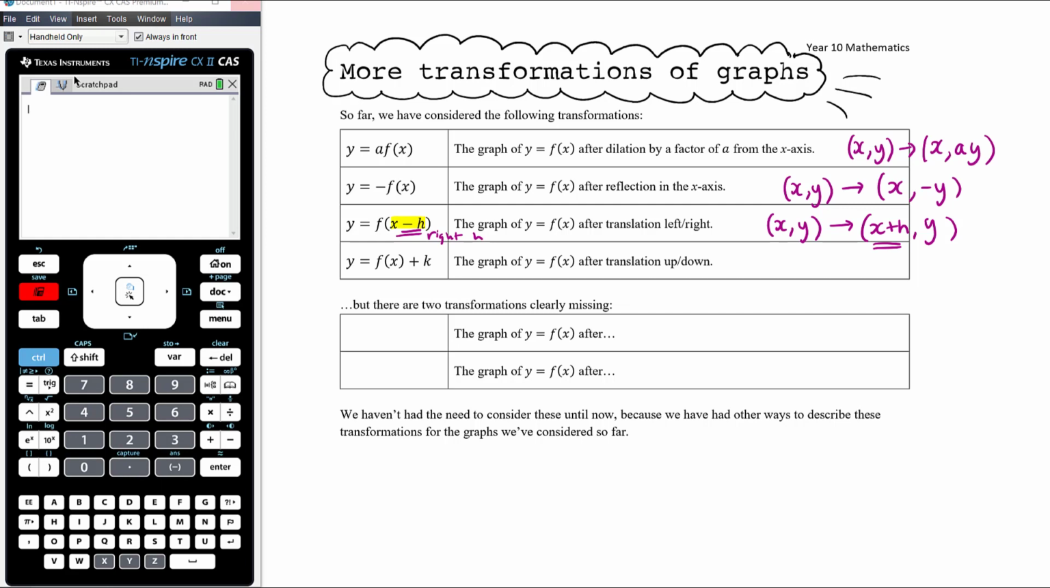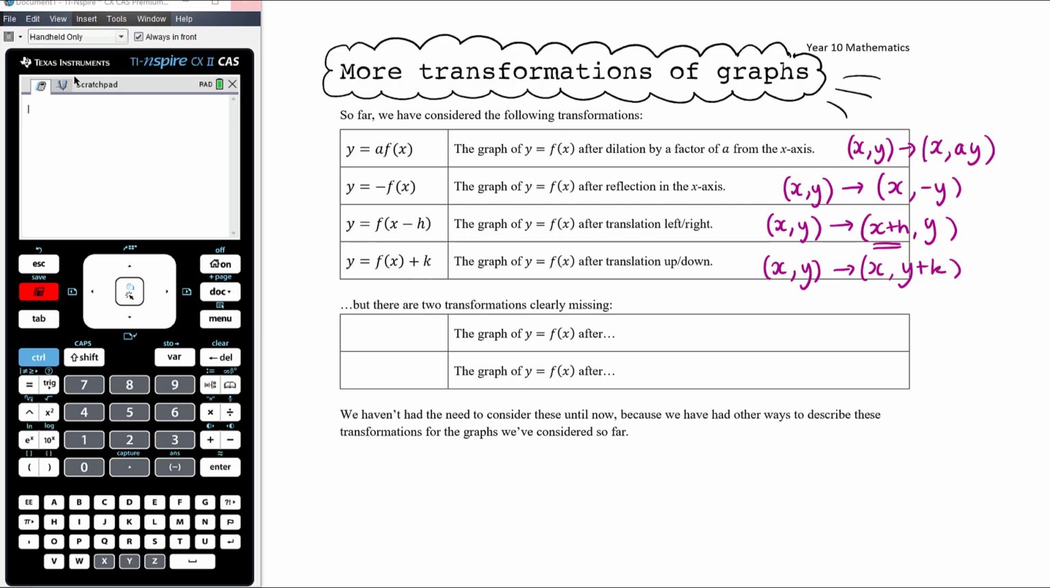The last one is translating up or down, and that's when we add or subtract a number outside the function. So in this case plus k, if k is a positive number, that would translate the graph up by k. So there's nothing tricky about this one. Adding on a number goes up, subtracting a number goes down. So thinking about what that actually does to every point on the graph, each point with coordinates x, y, the x coordinates don't change if we move the graph up or down, but the y coordinates change. And if we're going up by k, we're going to add k onto all of our y coordinates.